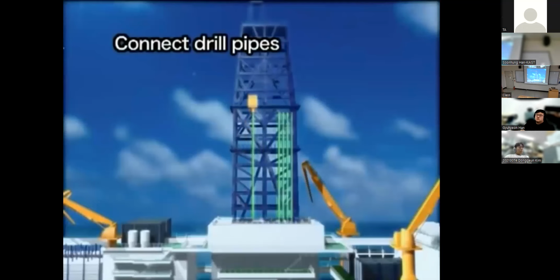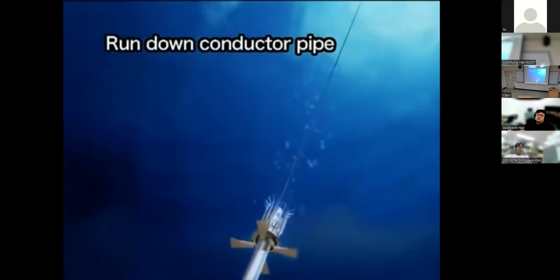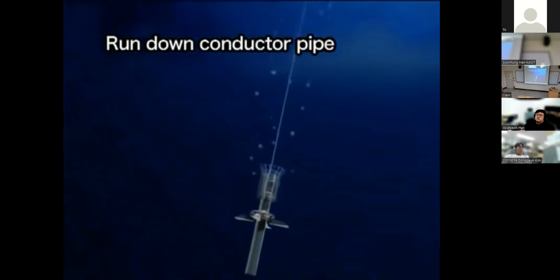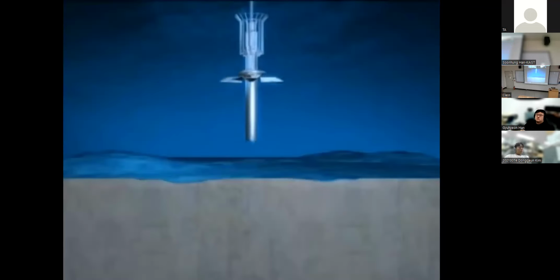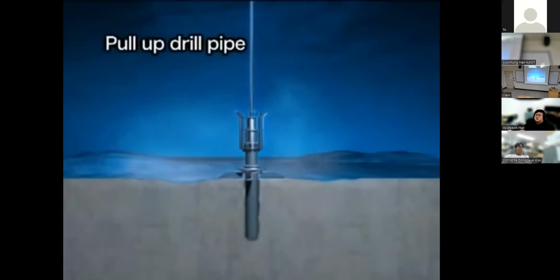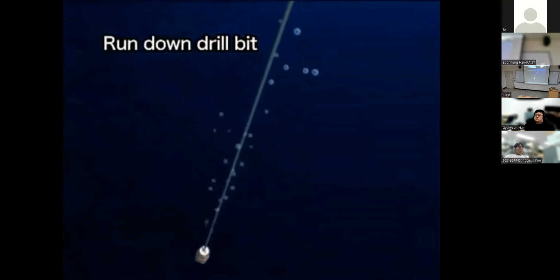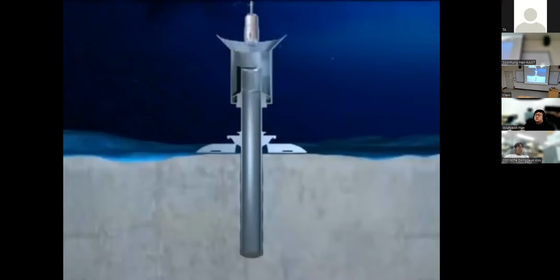First, the conductor pipe is installed. As the drill pipes are connected, the conductor pipe and guide are run down to the seafloor. After the conductor pipe penetrates the seafloor, the drill pipe is released and pulled back to the vessel. A large drill bit connected to the bottom of the drill pipe is run down to the seafloor. The drill bit is led down to the bottom of the hole through the conductor pipe.